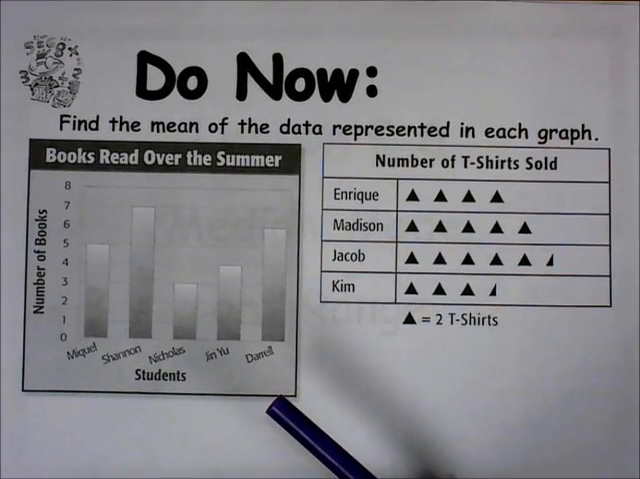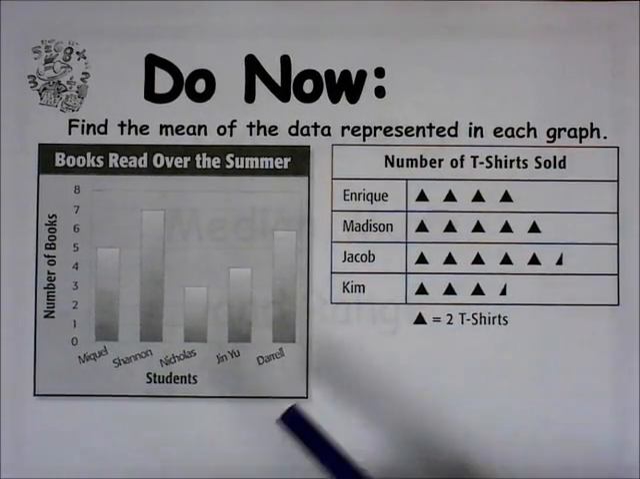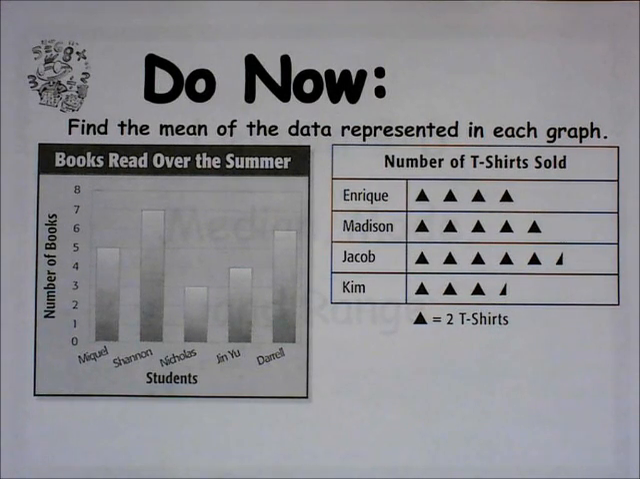Before we start talking about median, mode, and range, I have 2 review questions from class on finding the mean that I would like for you to complete in your journal. So please hit pause and find the mean for the data represented in each graph.